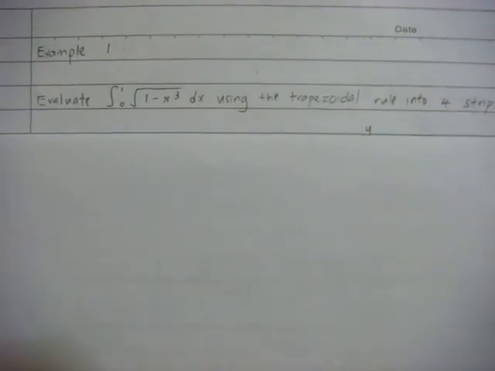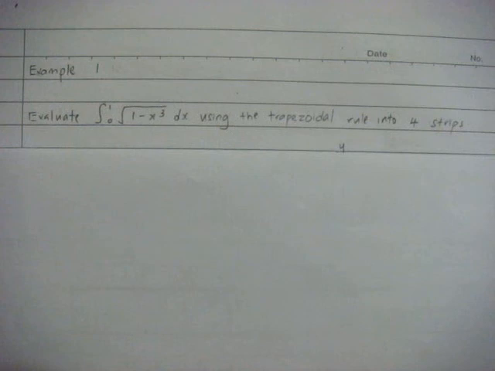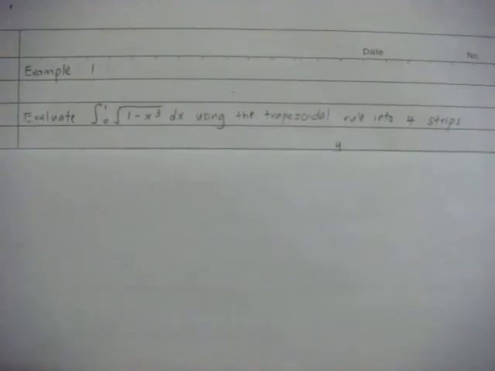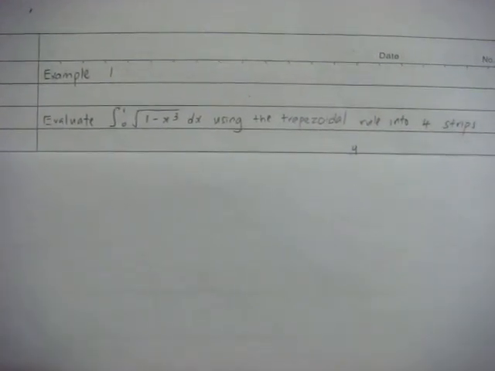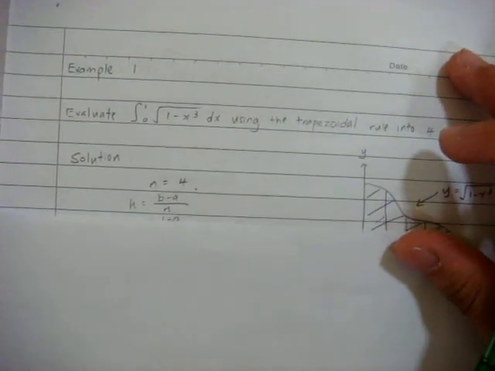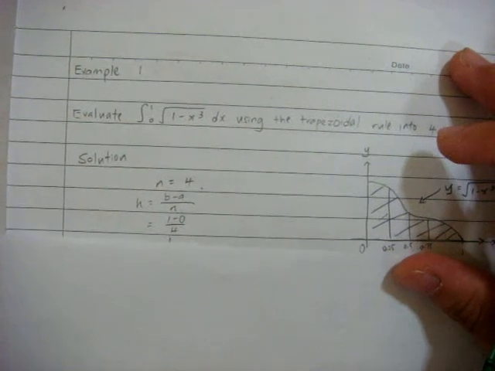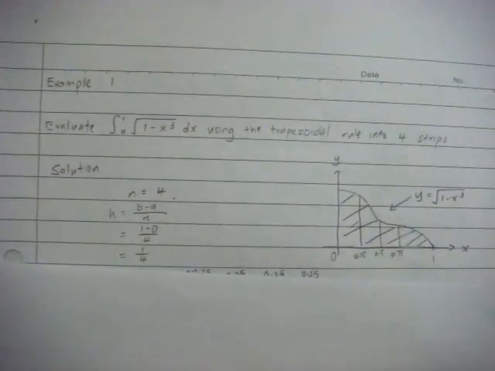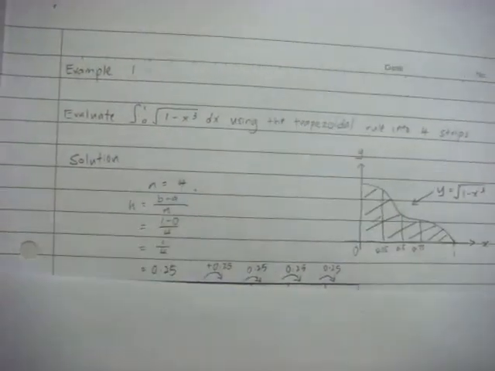Let's take a look at example 1 on page 25. The question is, evaluate the square root of (1 minus x cubed) integrating from 0 to 1 using the trapezoidal rule with 4 strips. Firstly, the number of strips is given as 4. Next, to find the width, we use (b minus a) over the number of strips and we get 1 over 4, which is 0.25.